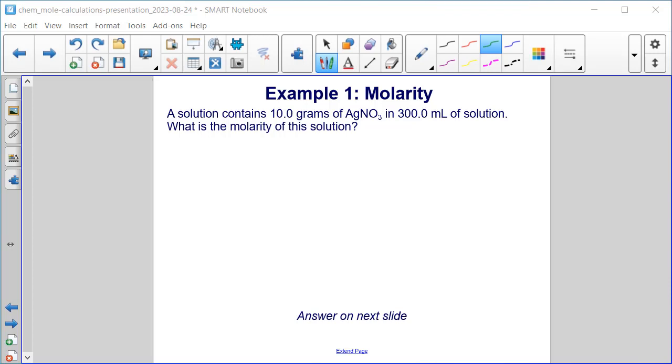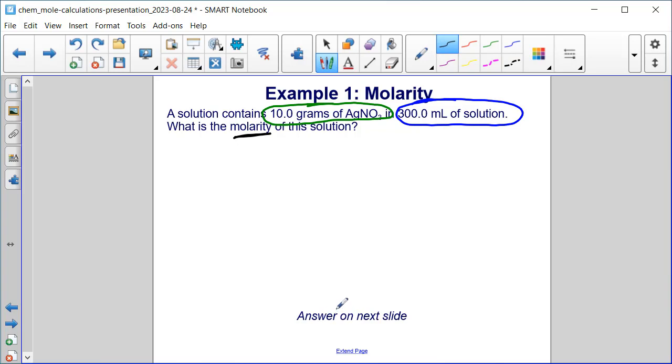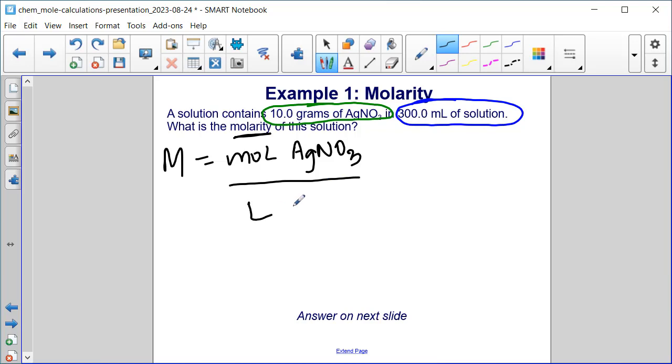Example 1, molarity. A solution contains 10 grams of silver nitrate in a 300 milliliter solution. What is the molarity of this solution? The answer is walked through step by step on the next slide. On this slide, I'll just focus on setting up the problem. To find the molarity, we need the moles of AgNO3 divided by the liters of the solution.